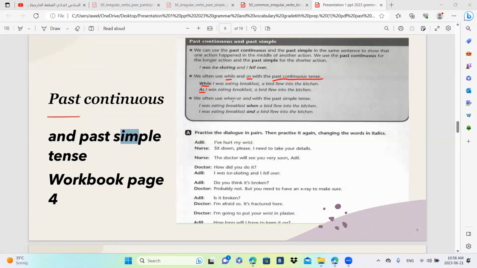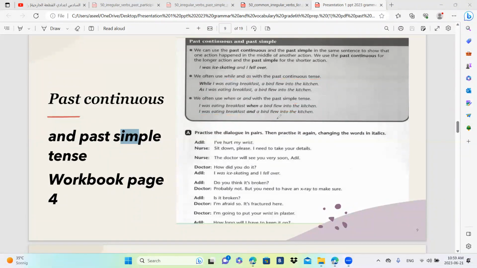We often use when or and with the past simple tense. I was eating breakfast. This is the continuation of the longer event, the continuous eating of breakfast. Then when a bird flew into the kitchen, it interrupted my eating. I was eating breakfast, past continuous, and using and we put the past simple tense. So past continuous and past simple tense. Past continuous with when is past simple tense.